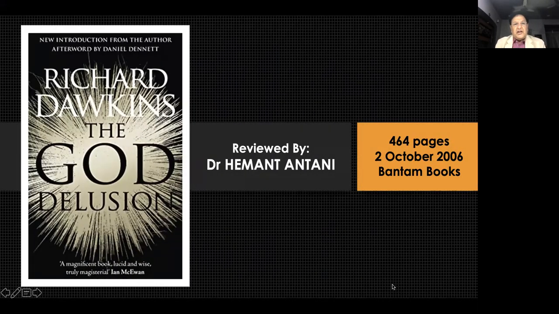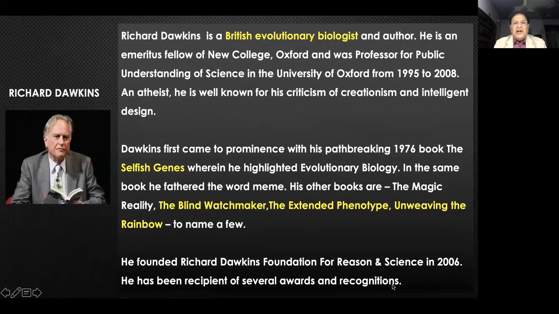So the book that I'm going to review today is by Richard Dawkins, The God Delusion, and it has 464 pages. It was published in October 2006 by Bantam Books. Now, something about the author.